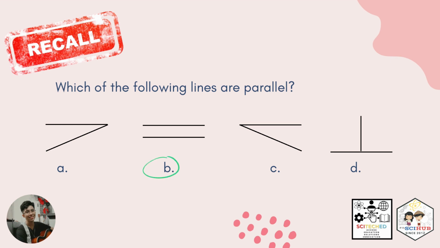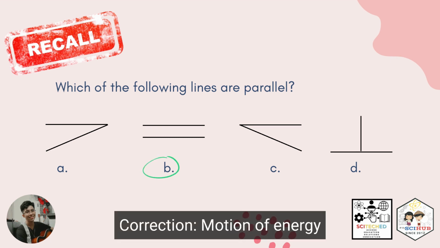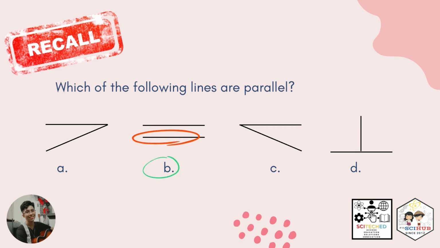Let's check the other choices. In letter A, the lines form something like a greater than sign. In letter C, the lines form something like a less than sign. And in letter D, the lines are perpendicular. Going back to letter B, if the movement of particles is represented by this line, then the motion of energy is represented by this line. Can you follow? Great. In the following discussion, I want you to focus on the figures that I'll be showing you. Is that good? Excellent.